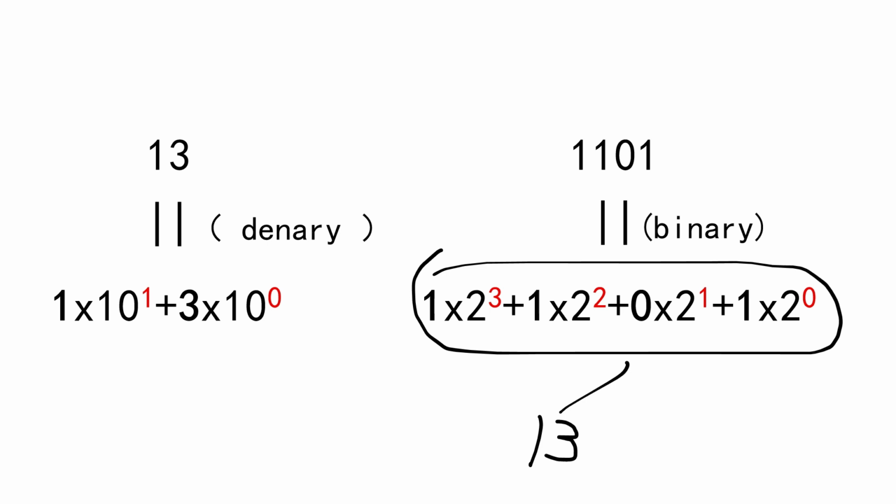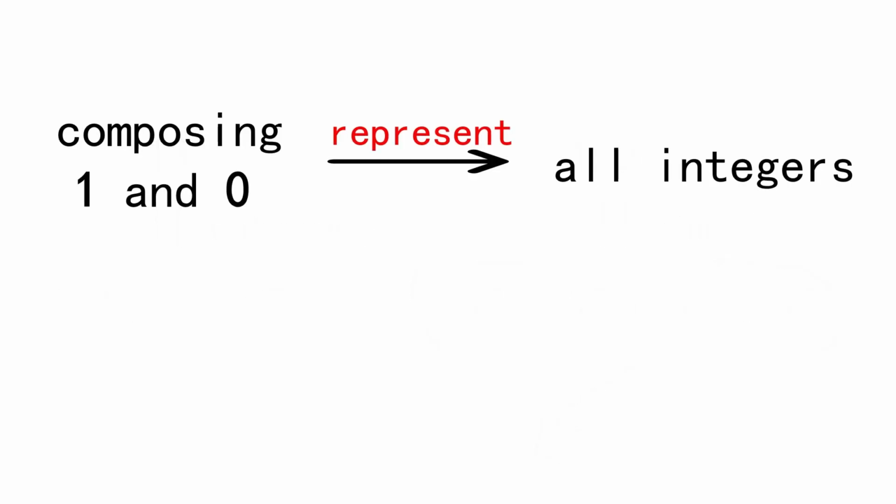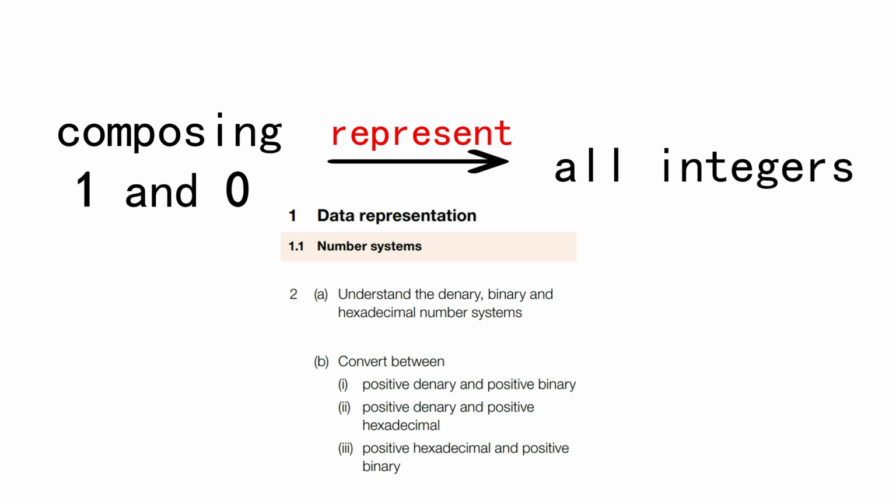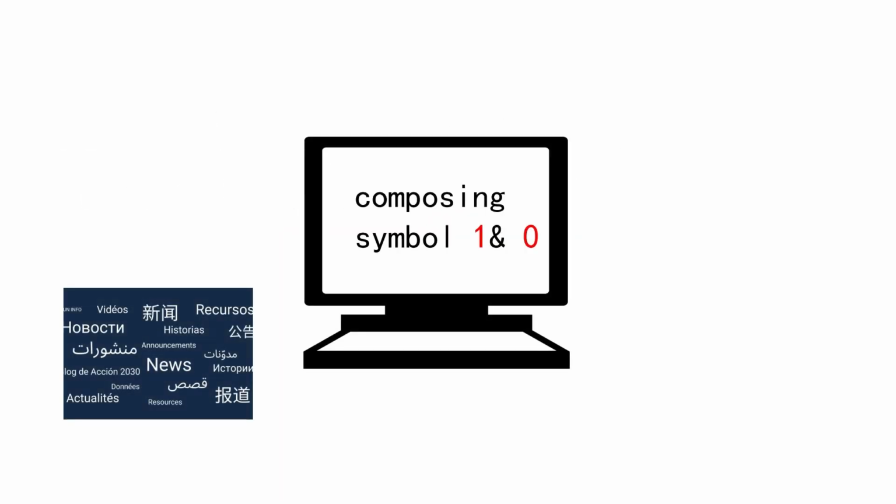So we can see something interesting. With just two symbols and a set of rules, we can represent all integers. Understanding binary numbers and learning how to convert between binary, decimal, and hexadecimal is the main topic of Section 1 in Chapter 1 of IGCSE Computer Science. But numbers are only one type of data. Can computers use 0 and 1 to represent other information? Of course we can. This idea does not only apply to integers.